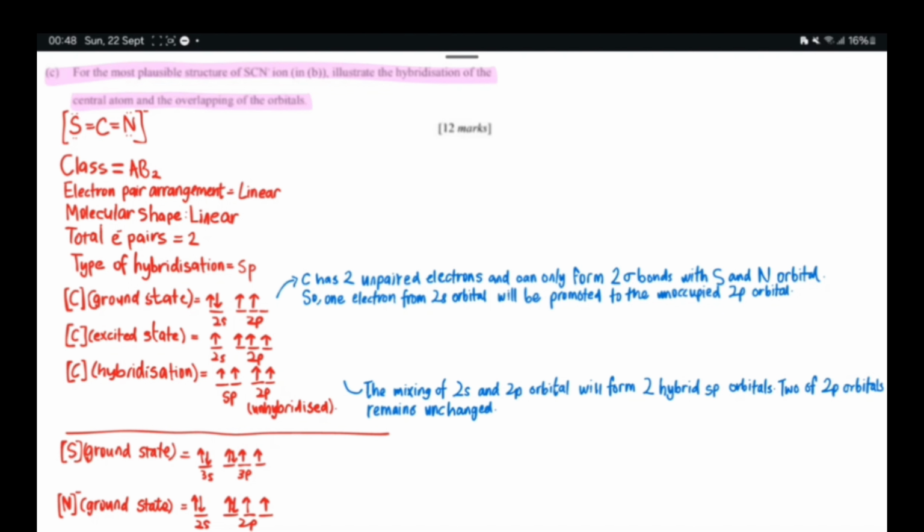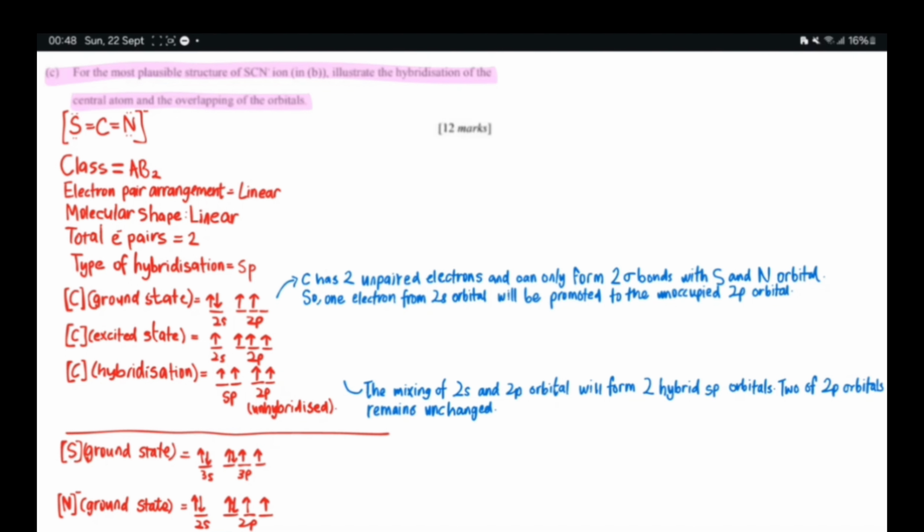Moving on to question C, which is about, for the most plausible Lewis structure that we got before in B, illustrate the hybridization of the central atom and the overlapping of the orbitals. So we got this Lewis structure from B, which is the most plausible one based on its formal charge and why it's placed like that.